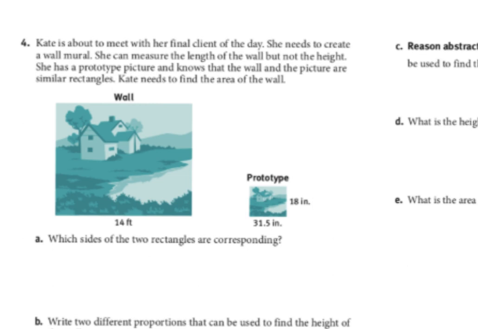So it says which sides of the two rectangles are corresponding. I would put bottoms correspond. And heights correspond.